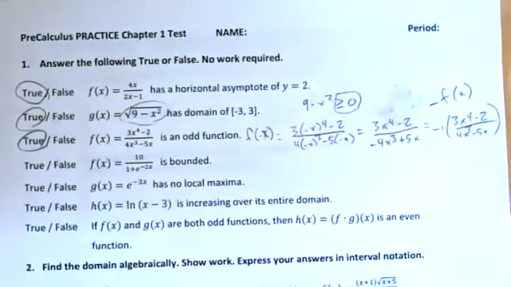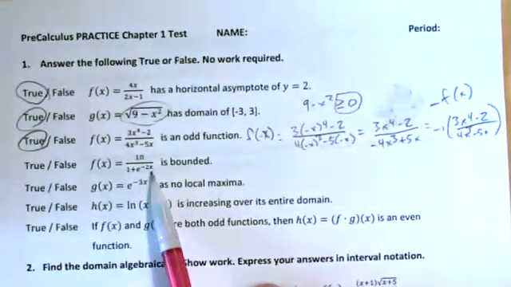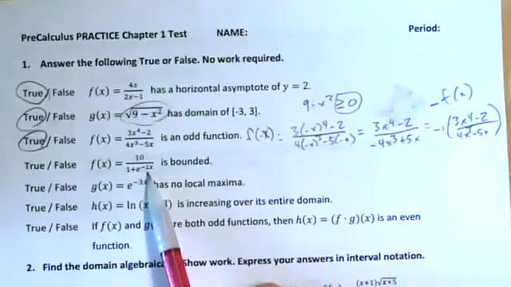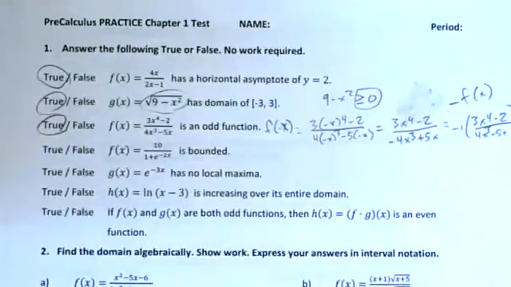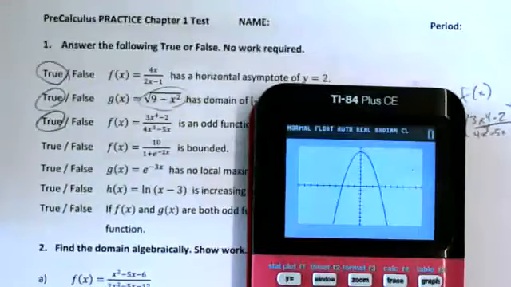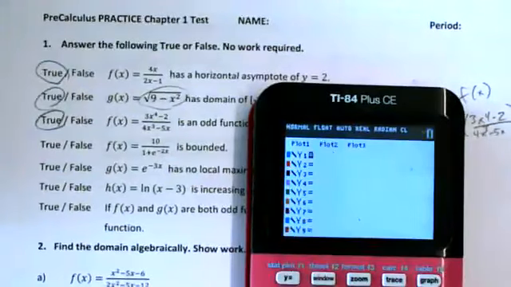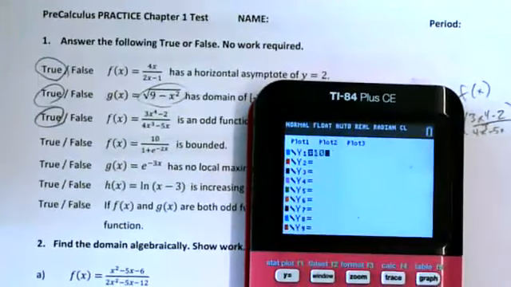All right, this one says the function is bounded. If I know that this is a logistic function, I'm going to know that it's true, because we learned that the logistic function does have 2 horizontal asymptotes, which means it's bounded above and bounded below. If I didn't know that, it might take me a little bit longer. I'd need to type it into my calculator.